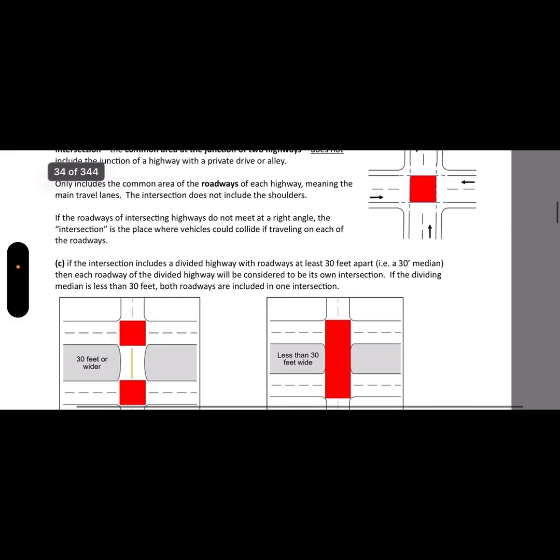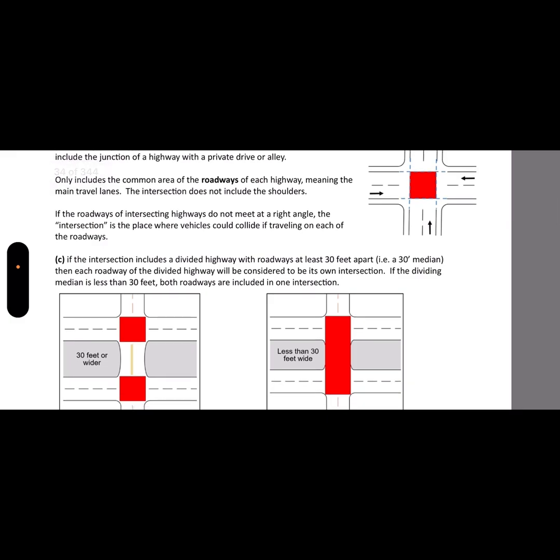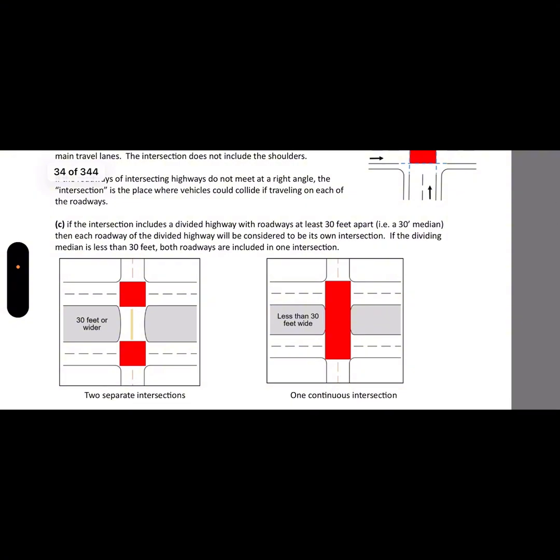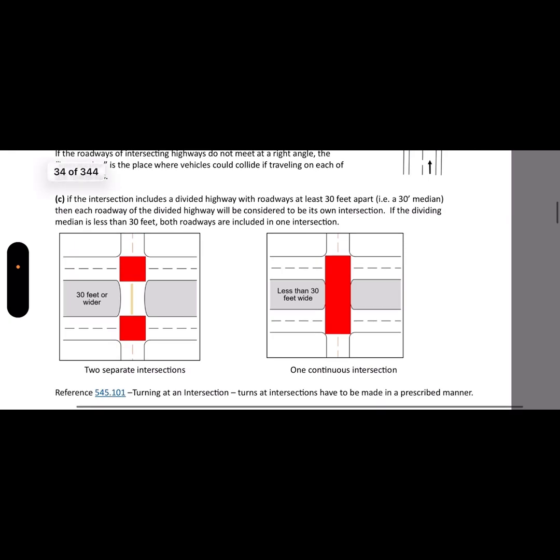If the intersection includes a divided highway with roadways at least 30 feet apart, that is, a 30-foot median, then each roadway of the divided highway will be considered to be its own intersection. If the dividing median is less than 30 feet, both roadways are included in one intersection. To the left, you have a diagram showing two separate intersections. On the right, you have one continuous intersection.